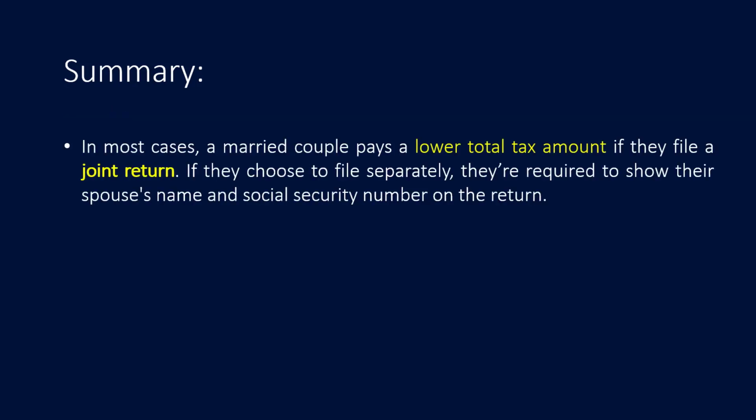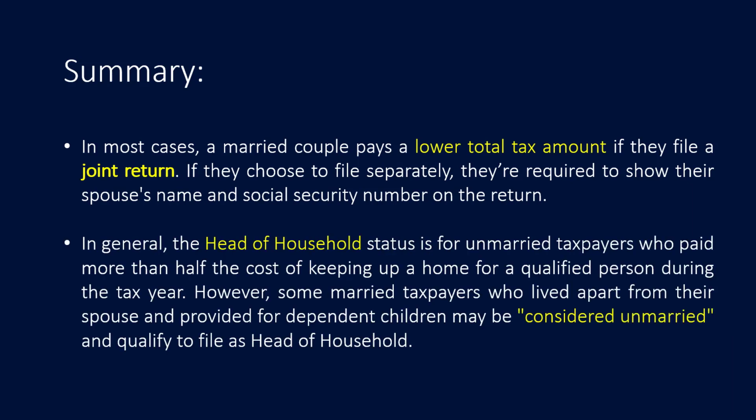In most cases, a married couple pays a lower total tax amount if they file a joint return. If they choose to file separately, they're required to show their spouse's name and social security number on the return. In general, the head of household status is for unmarried taxpayers who paid more than half the cost of keeping up a home for a qualified person during the tax year. However, some married taxpayers who lived apart from their spouse and provided for dependent children may be considered unmarried and qualify to file as head of household.